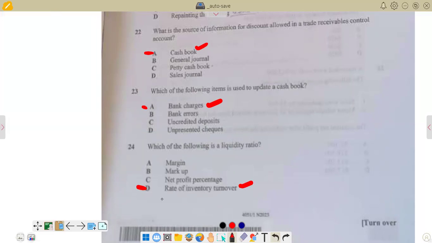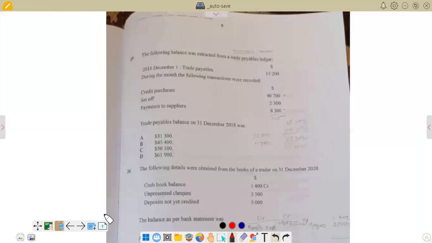Then you can try to see something else. We've got number 25, where the closing balance was extracted in the trade payables ledger. We're given information there, and the question asks for the trade payables balance on 31 December 2018. So obviously, we're going to open a T account so that we can find that trade payables balance at 31 December, which is the end of that period.